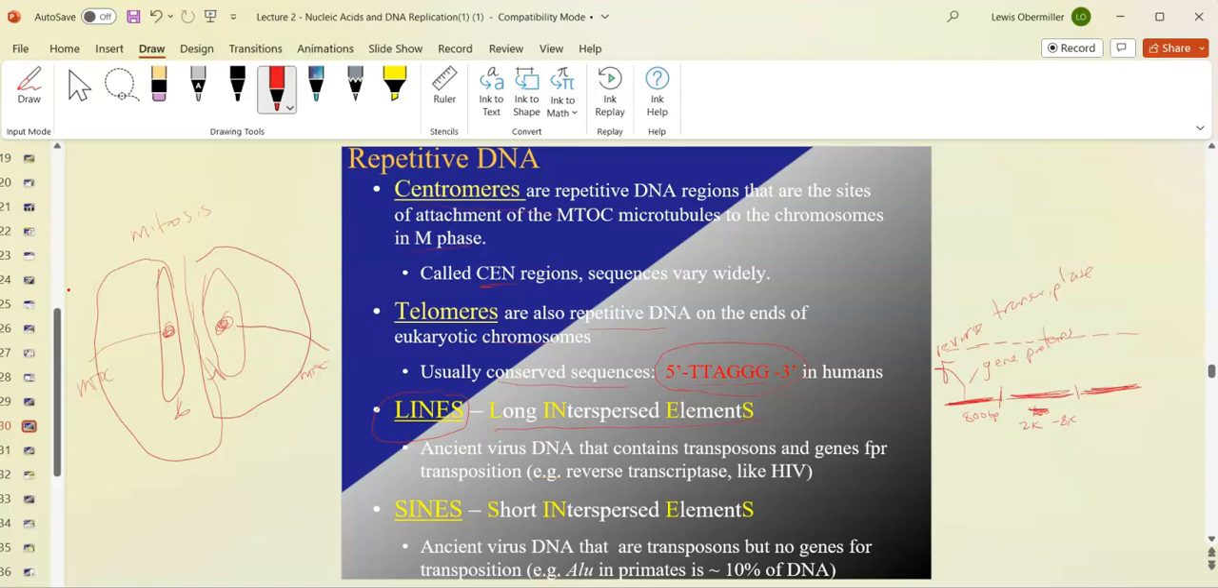All right. These are also known as transposons or transposable elements, but LINEs are different because they can transpose themselves. Whereas SINEs have lost the ability to do that, so they don't have the gene to make reverse transcriptase, and so they can be a lot shorter. Usually these are about 300 to 400 base pairs in length, and they're repetitive. In fact, 10% of all your DNA is SINEs from a virus called the Alu, because this is a restriction enzyme that cuts it in a specific place.